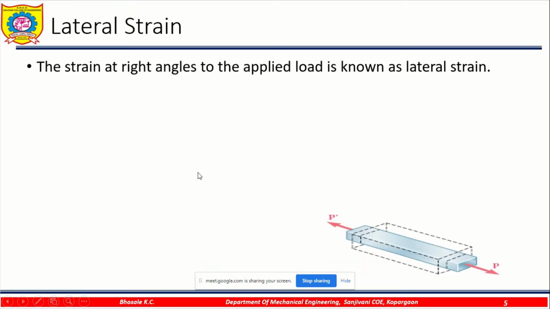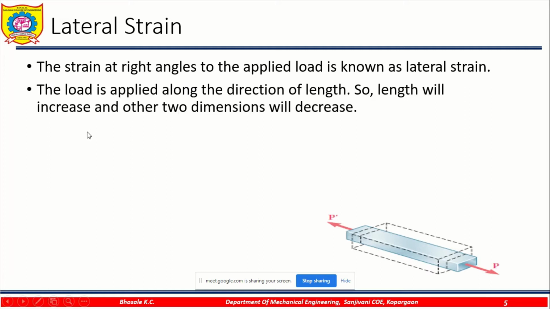So the strain at the right angles to the applied load is known as lateral strain. The dimensions which are at the right angle, so width and the thickness, are at the right angle to the applied load. So due to that, whatever the strain will be there on that dimension will be called as lateral strain.